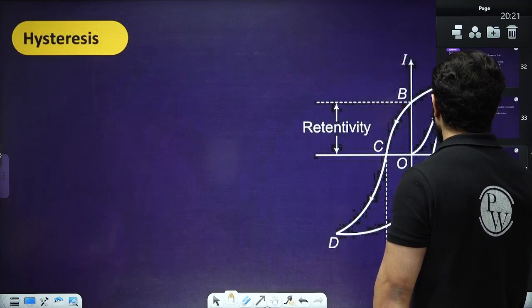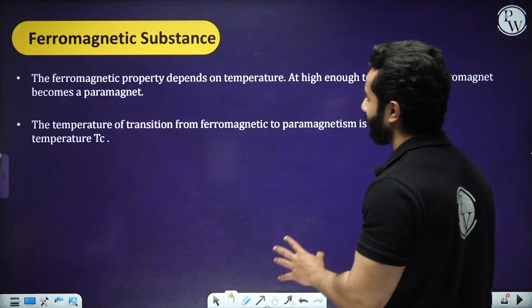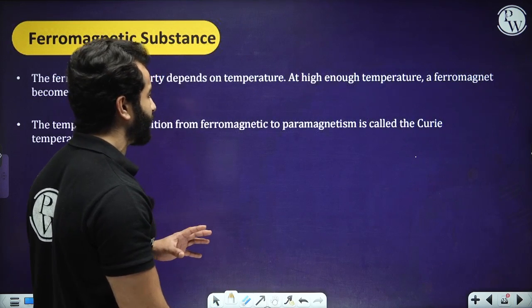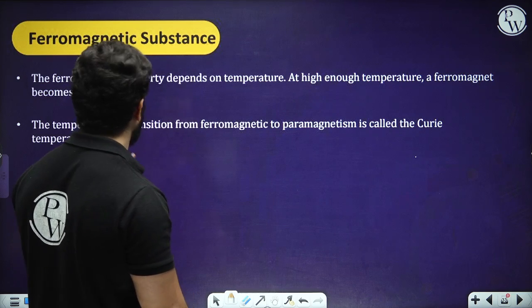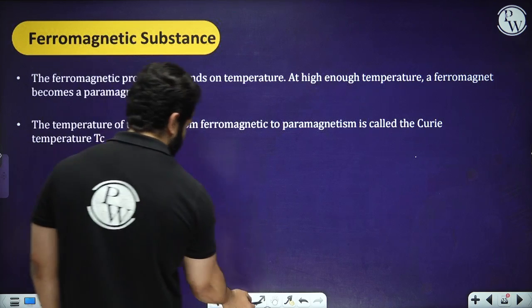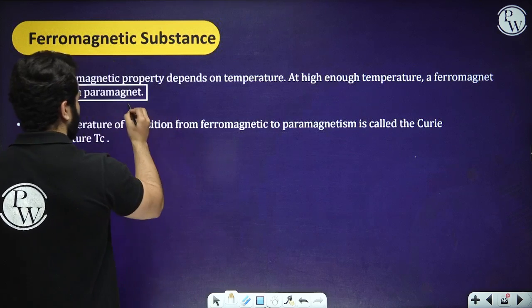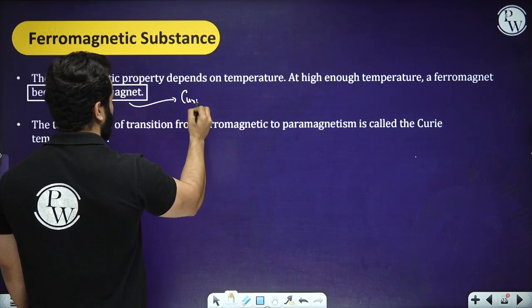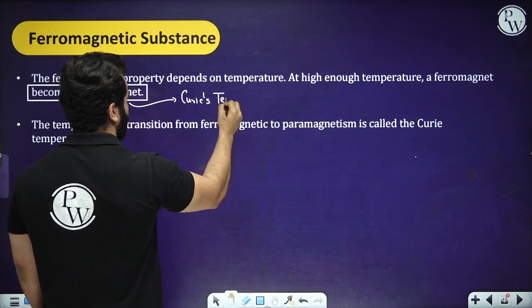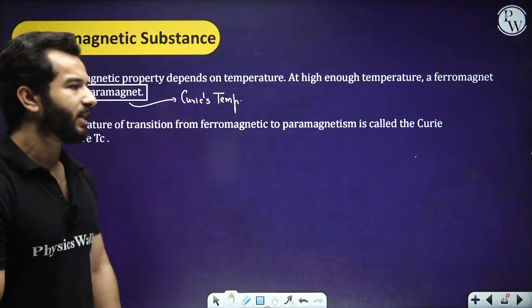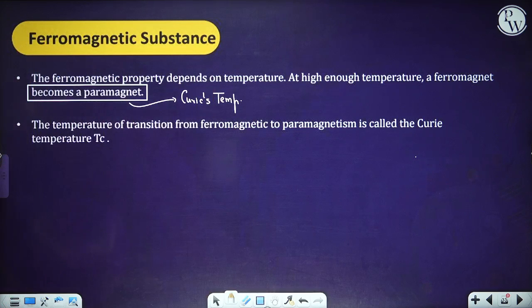One more thing, the ferromagnetic property depends on temperature. At high enough temperature, a ferromagnetic becomes a paramagnetic, and this temperature is known as Curie's temperature. Also remember, for iron it is around 700 degrees Celsius. The temperature of the transition from ferromagnetic to paramagnetic is called Curie's temperature.